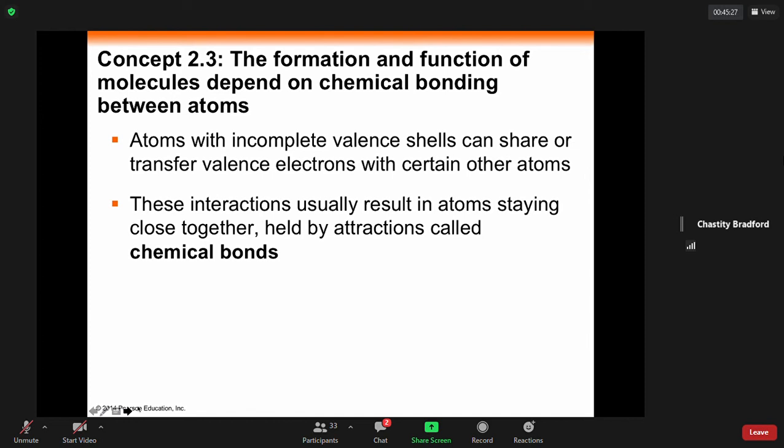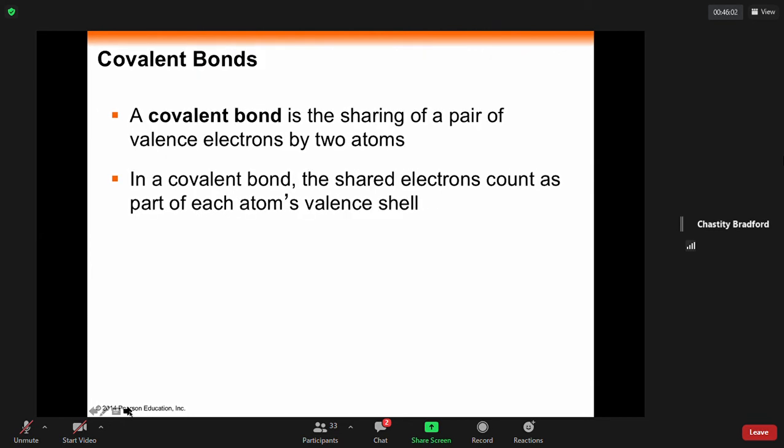All right, so I want y'all to get it. If an atom has an incomplete valence shell, guess what? It can share or transfer those electrons to other atoms. And when those interactions between atoms come together and there are bonds between them, the bonds are called chemical bonds. So when these atoms are interacting with one another, and the interaction results in atoms staying close together, they're held by these attractions called chemical bonds. Now there are different types of chemical bonds. There's a covalent bond.